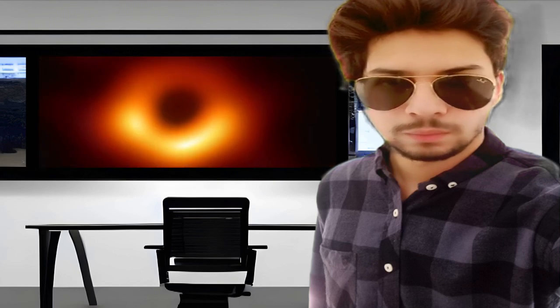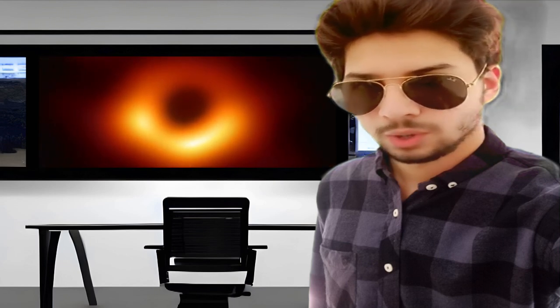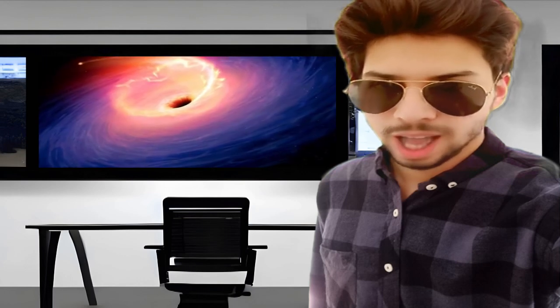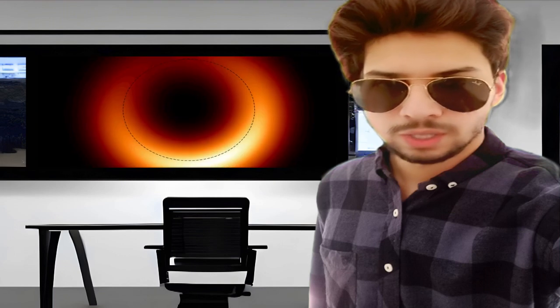Number 2. First pictures of black hole at center of Milky Way released. Astronomers have released the first ever images of the supermassive black hole at the center of the Milky Way galaxy. The images, taken by the Event Horizon Telescope, show a black hole with a mass of 4.1 million times that of the Sun.